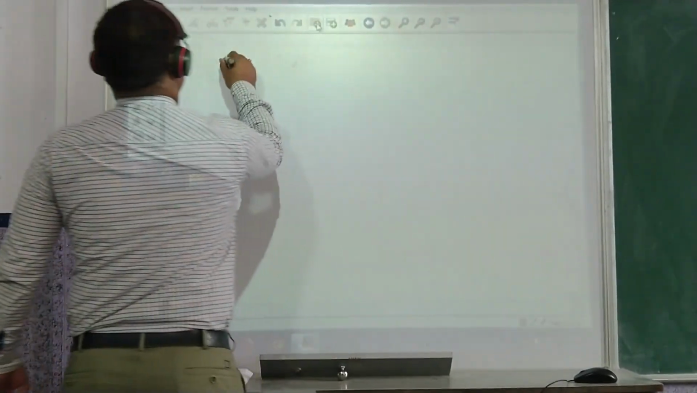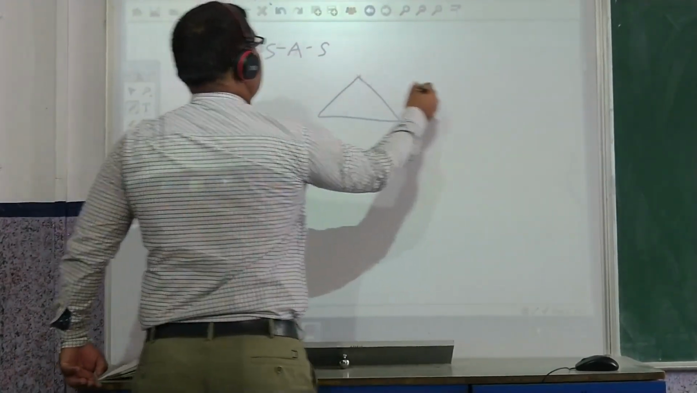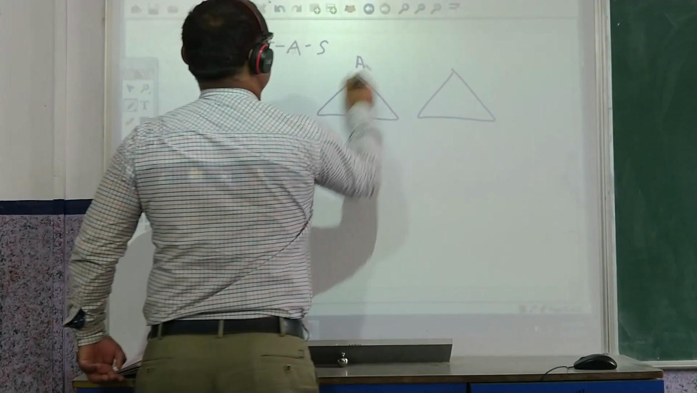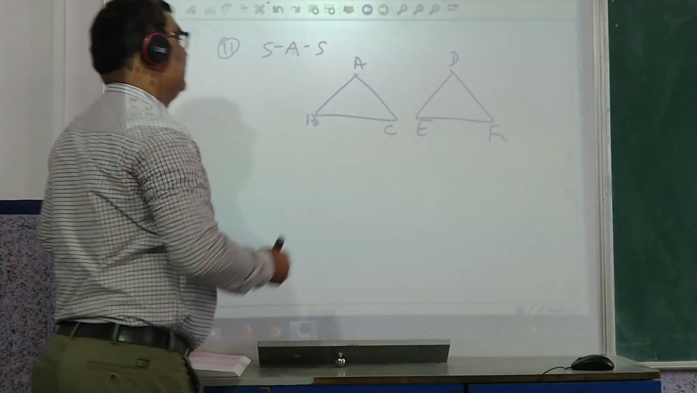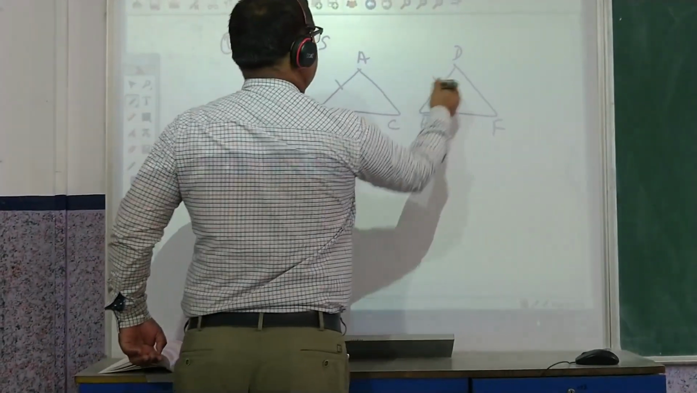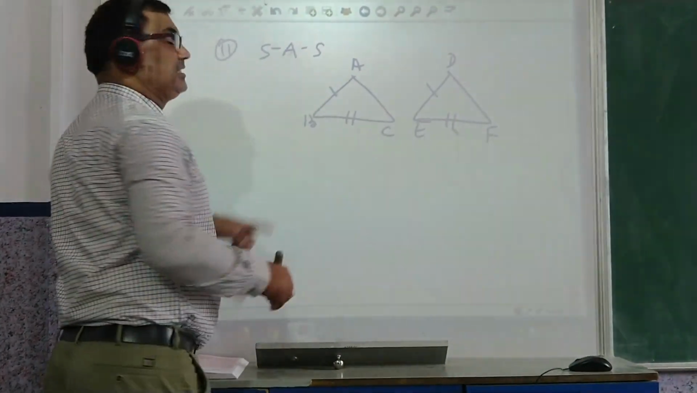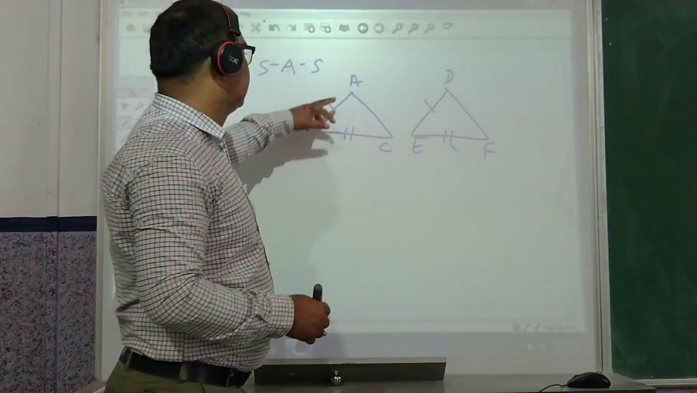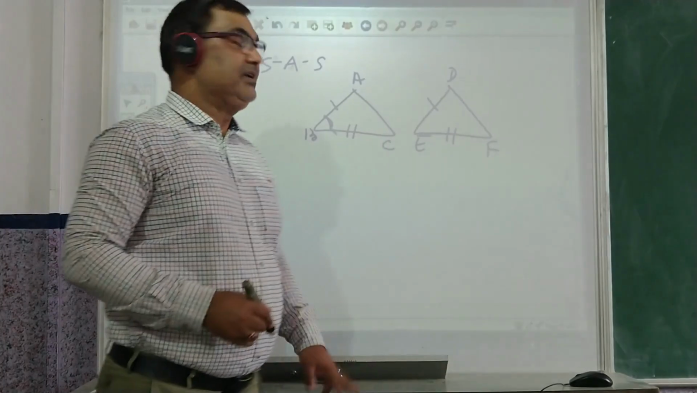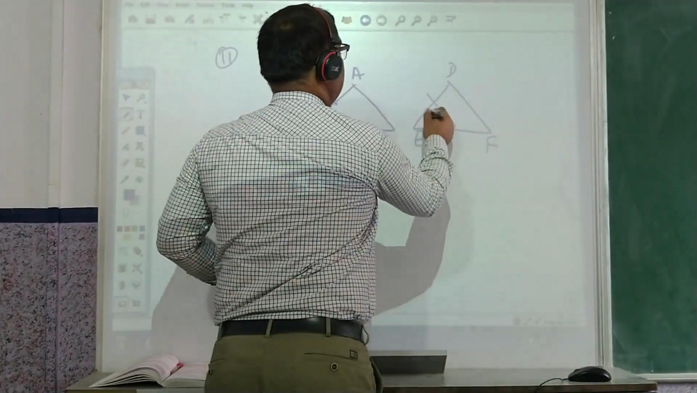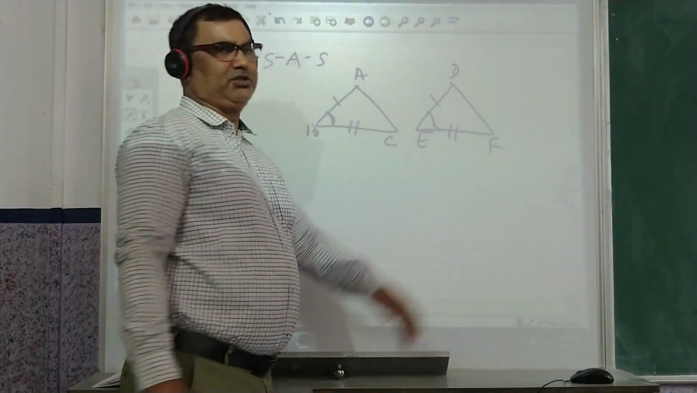The second criteria is side angle side. My dear, in side angle side, suppose again the names are ABC and DEF. Suppose I am saying AB equals DE, BC equals EF. Then the angle must be included. Included angle means this angle B, the angle made by sides AB and BC. This must be equal to this. So by simplicity, we may say this equals this.